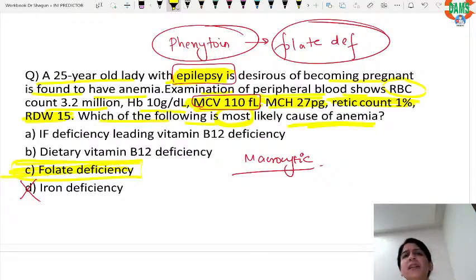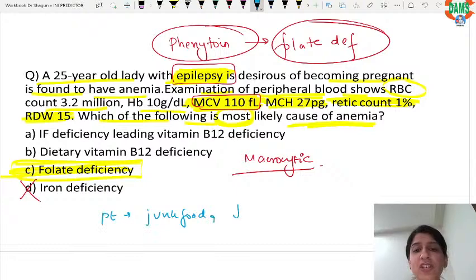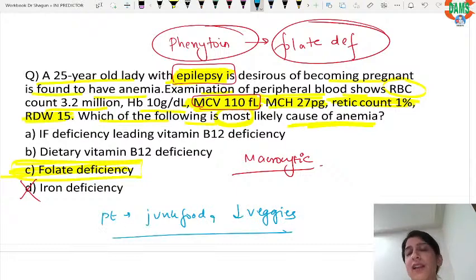But apart from that, what else can be the causes of folate deficiency? There is one more classical way of getting this folate deficiency question. If the question says that you have a patient who is eating junk food and fewer fresh fruits and vegetables, that is also a classical MCQ of folate deficiency.